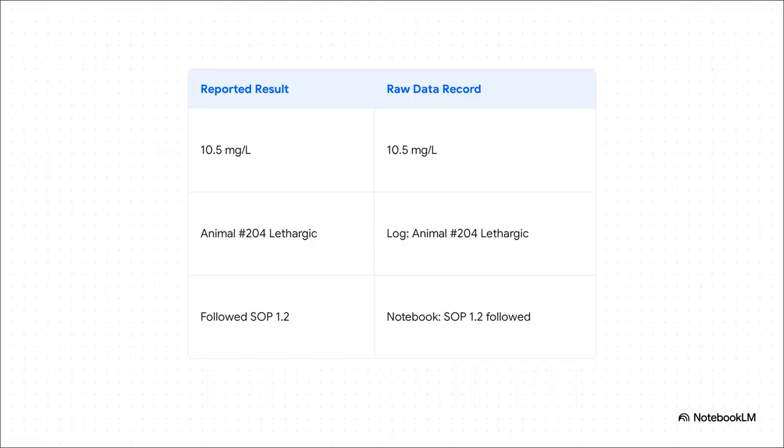And this slide gives you a little peek at what that process actually looks like. The QA auditor at Apex Labs takes that draft report and compares it line by line against the source documents. Does the concentration in the report match what's on the instrument printout? Yep. Does the description of an animal's behavior match the original observation log? For sure. They are making certain the report is a true reflection of reality with zero discrepancies.